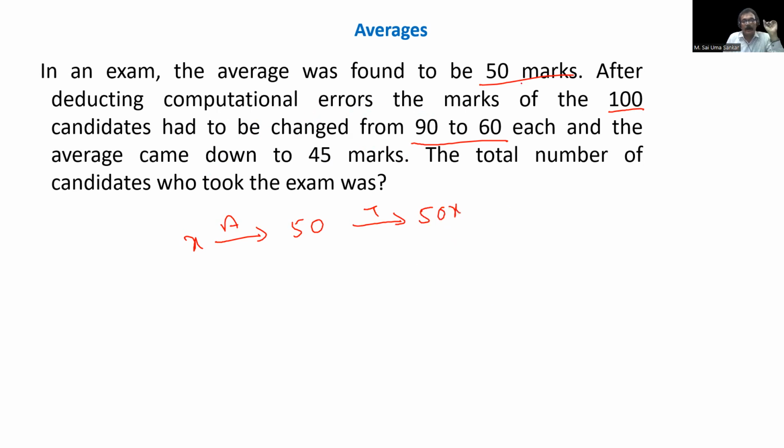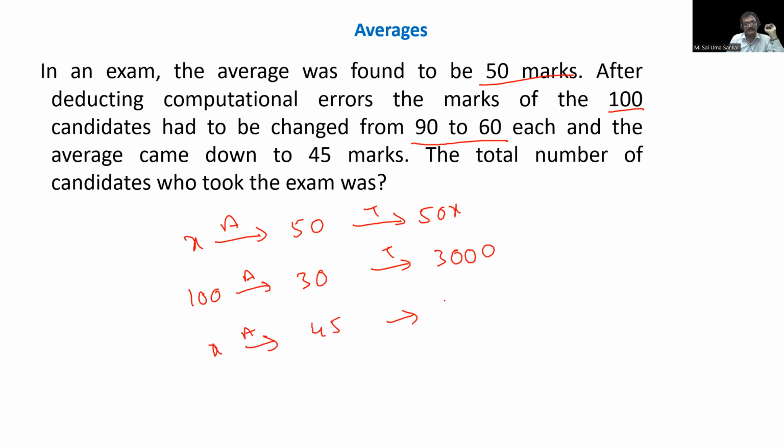Now, after detecting computational errors, the marks of the 100 candidates had to be changed from 90 to 60. What is the difference? That is equal to 30 or not. What is the total? That is equal to 3000. Now what is the new average? That is equal to 45.